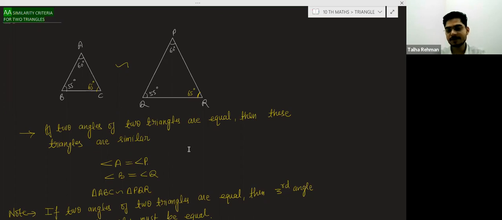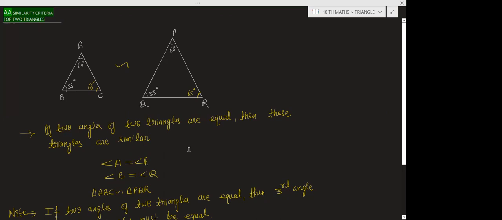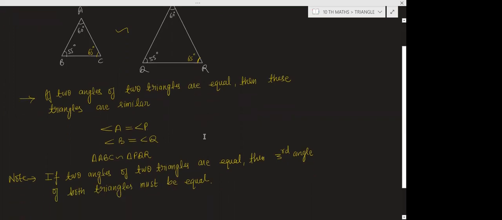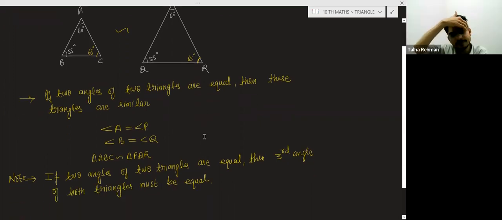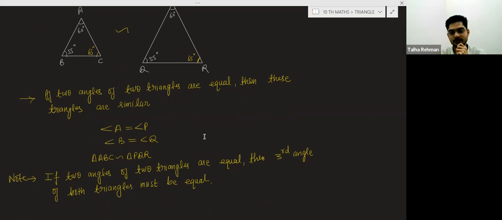Azaan, समझ में आ रहा है आपके? जी सर. So basically we are talking about two triangles only. Okay. So basically by the side or by the angle we are deciding whether the triangles are similar or not.